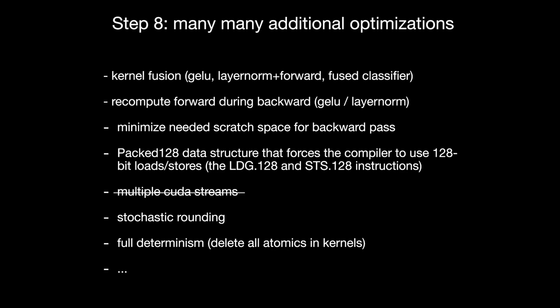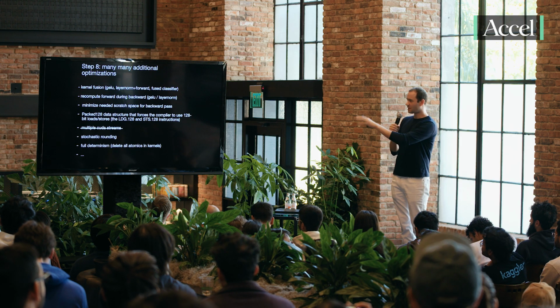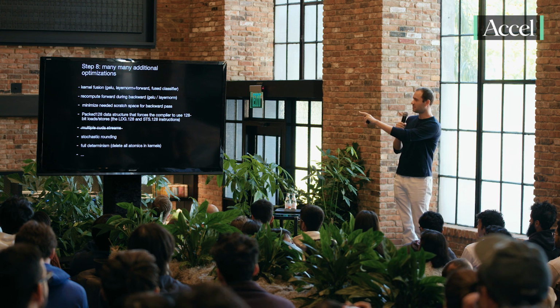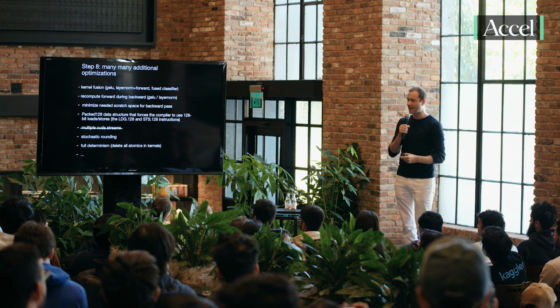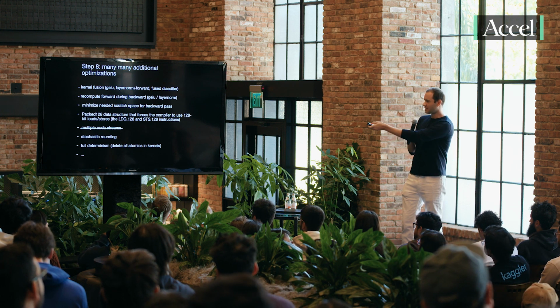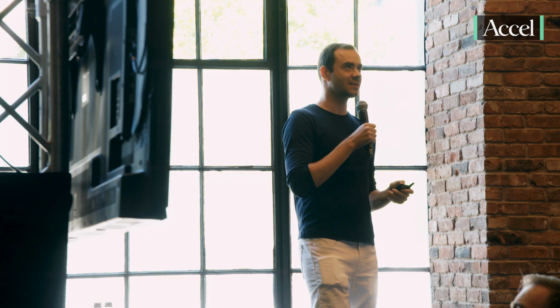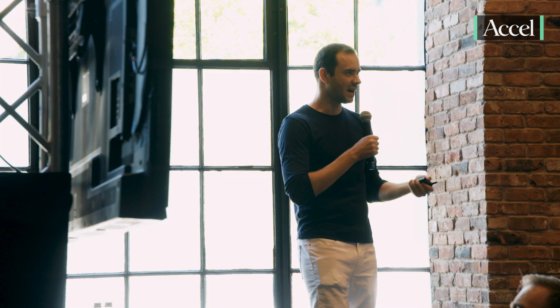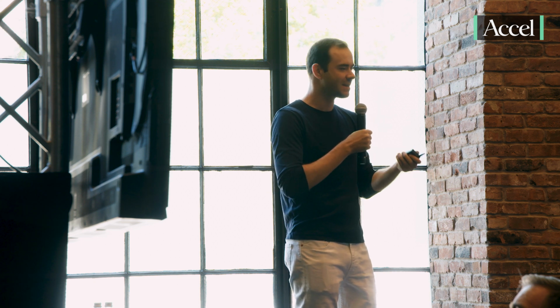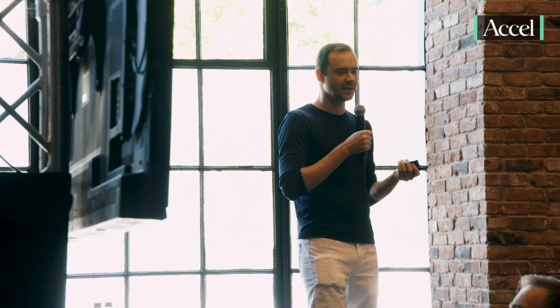There are many, many other optimizations that we ended up implementing over time. As an example, we did all the kernel fusions, and different recompute settings to recompute a piece of the forward pass during the backward. There have been a lot of optimizations from Eric especially on minimizing the amount of memory you need during the backward pass. We have this packed 128 data structure, which in our experience forces the compiler to use the 128-bit load and store instructions that are available, but somehow the compiler is unwilling to use in many cases.